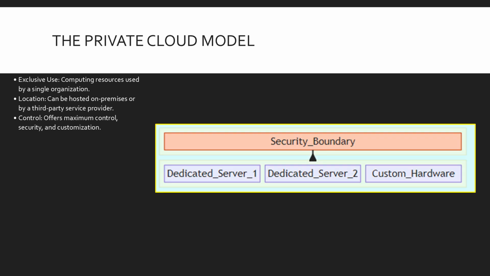Next, we define the private cloud. Unlike the public model, a private cloud consists of computing resources used exclusively by a single business or organization. It is a single-tenant environment.